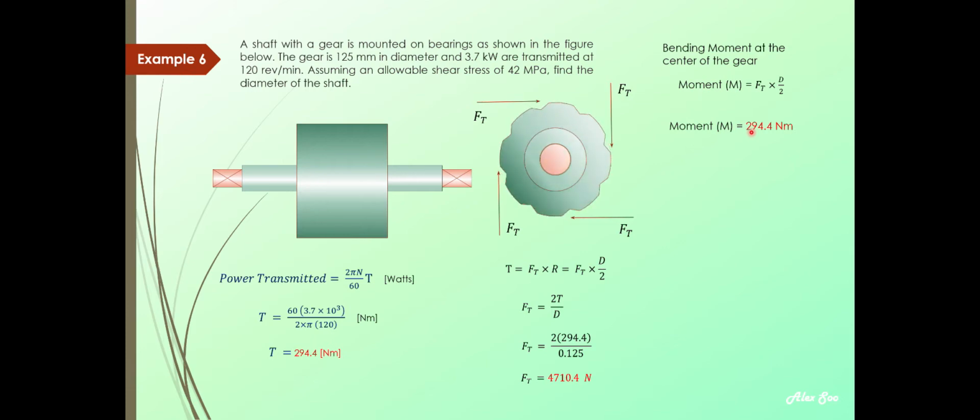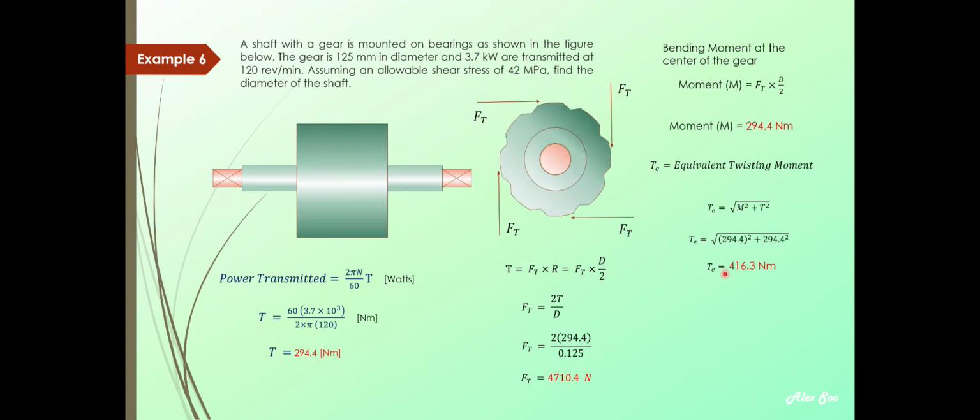According to the previous formula that we have defined, or have proved, in order to find TE, we need the torque and the bending moment as well. So we can find the equivalent twisting moment by substituting the moment, which is 294.4, to the power of 2, plus the torque, which is also 294.4, to the power of 2, under a square root. We find the equivalent twisting moment of 416.3 Newton meter.